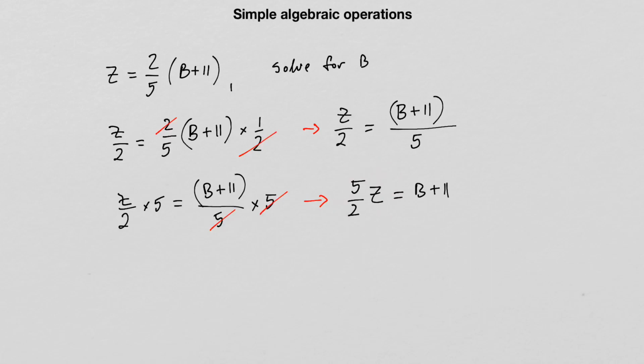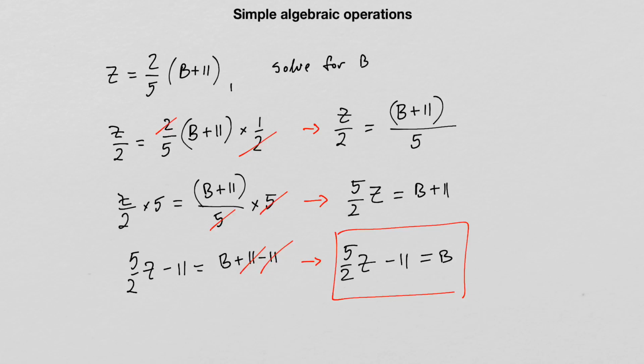All right, so b plus 11, we have to deal with that now on the right-hand side. So since 11 is added to b, in order to move it to the other side, I have to subtract 11 on both sides of this relationship. And so when I do that, what I get is that 5 halves z minus 11 is equal to b plus 11 minus 11. And so plus 11 and minus 11 cancel out. And now I arrive at the final relationship that solves for b. And that is 5/2 z minus 11 is equal to b.